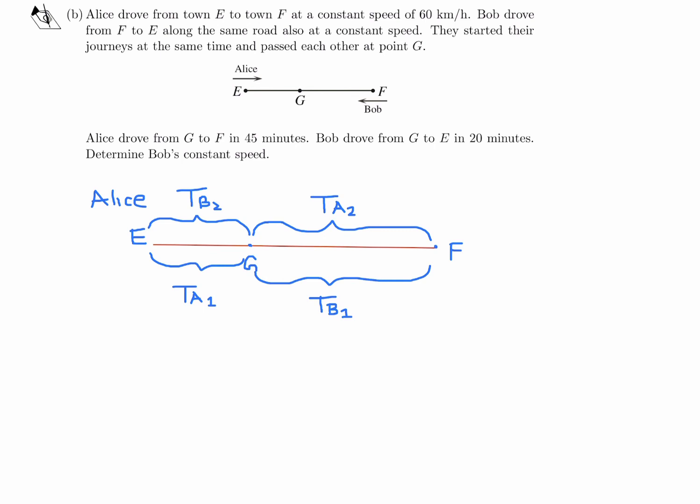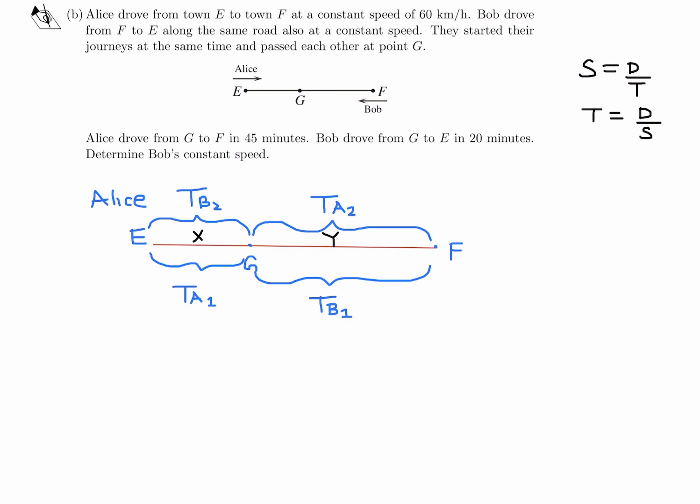Nothing confusing, I hope. And then I will label, they don't give me any distances, right? So I'll just call this distance from E to G, X. And the distance from G to F, I'll just call that Y. All right, so that's the setup of the question. Now, speed is equal to distance over time, and any variation of that formula is valid, like time is equal to distance over speed, something like that.